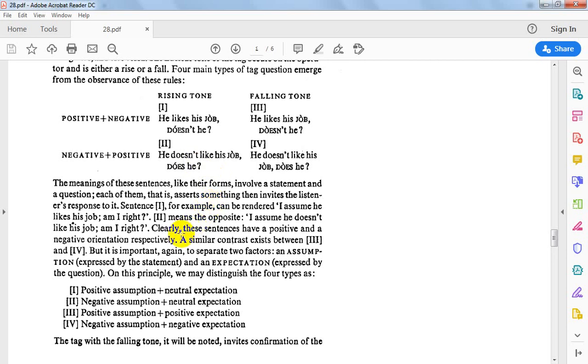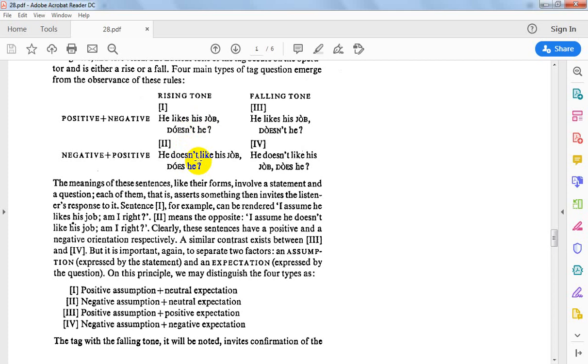Okay. These sentences have a positive and negative orientation respectively. What does positive mean? Positive in the first case, where I have he likes his job, doesn't he, has positive orientation, because I am sure that he likes his job. In the second case, he doesn't like his job, I'm sure has a negative orientation: I assume that he doesn't like his job.